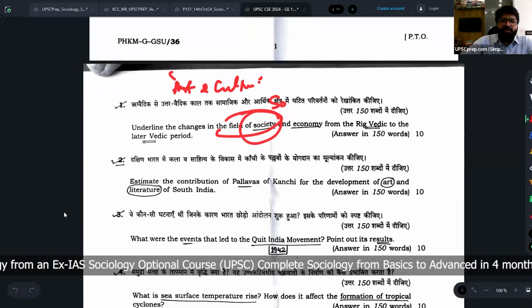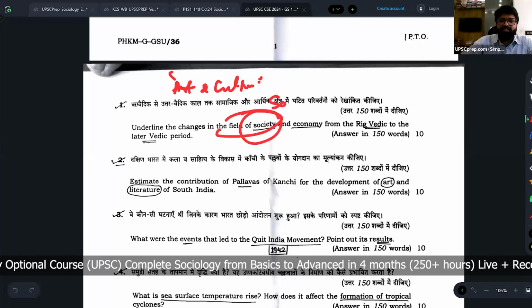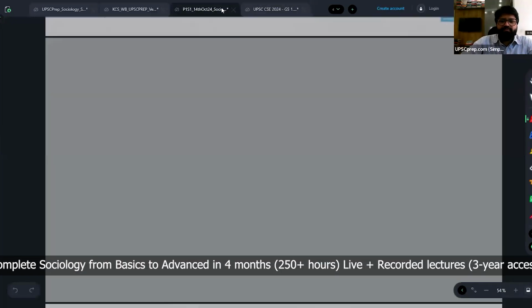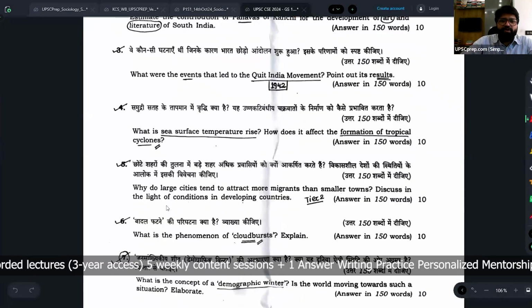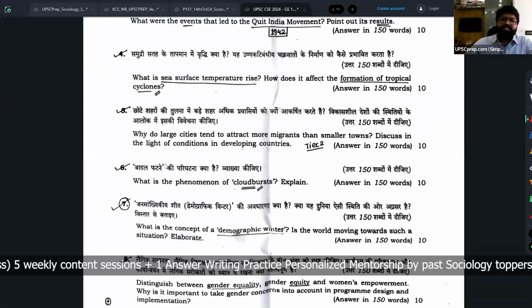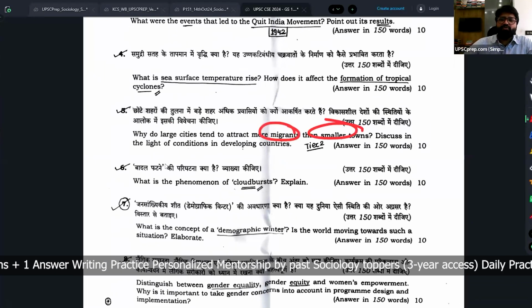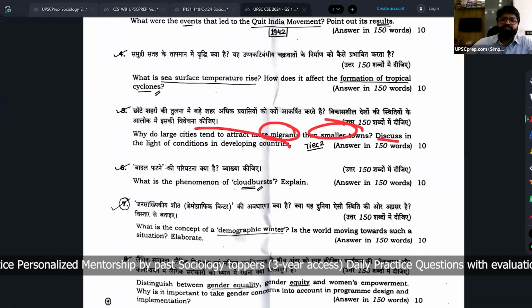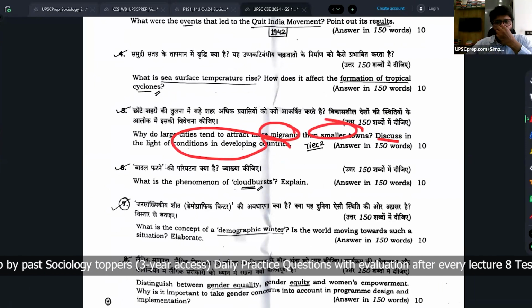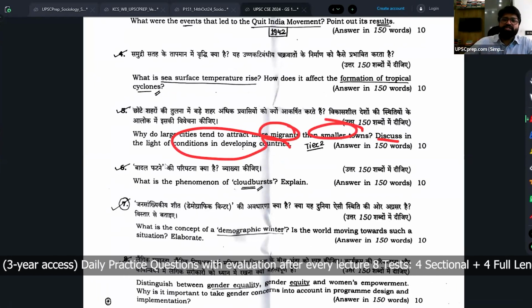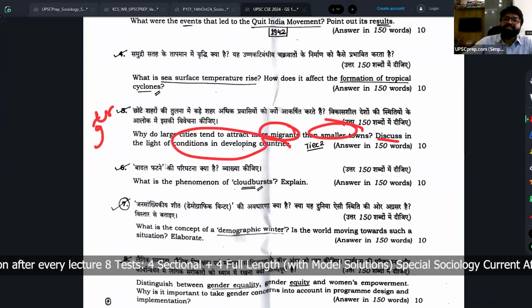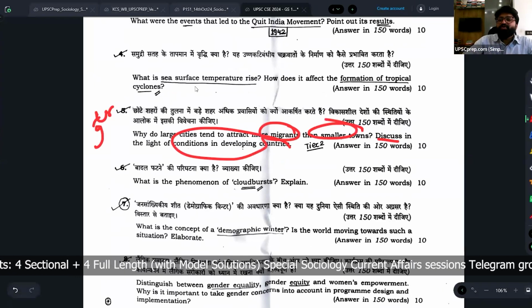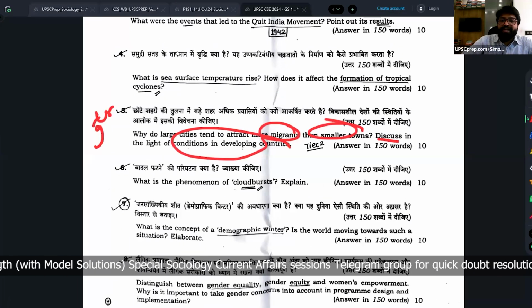So here paper question 1 is done. Likewise, let us look at other questions. Migration, questions 5, 8, 9. Let us quickly look at 5, 8, 9. Question 5 is: why do large cities tend to attract more migrants from the smaller towns? Discuss in the light of conditions of developing countries. Though it is a broader question, it is mostly to do with urban geography. But do we study urbanization? Do we study rural to urban migration?